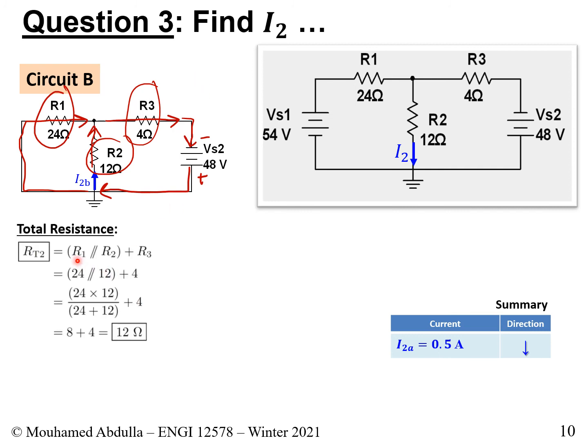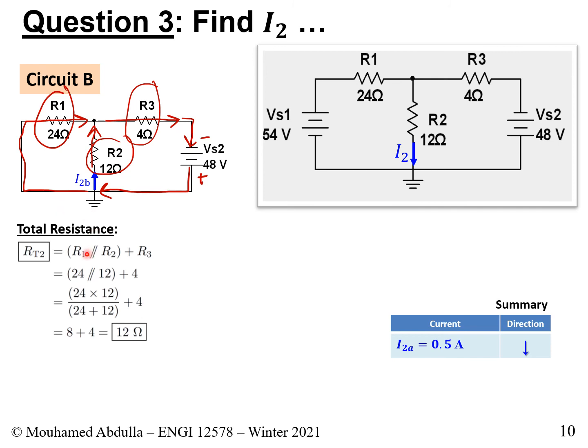We get R1 in parallel with R2, and we add it to R3, and that becomes 24 in parallel with 12, and we add it to 4, and therefore that's 24 times 12 over 24 plus 12. We do the ratio, we add 4 to it, and that becomes 12 ohms. That's the total resistance of circuit B.